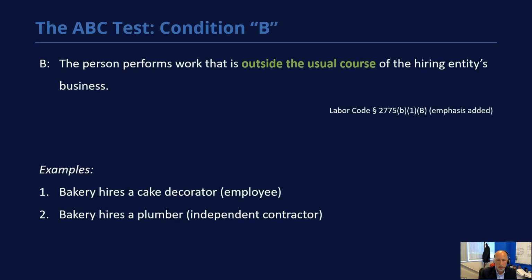So let's talk about condition B. Condition B requires the hiring entity to show that the worker performs work that is outside the usual course of the hiring entity's business. This is straightforward and essentially means that if you are hiring someone to assist you in your primary business activity, it's unlikely they can be considered an independent contractor. These workers would ordinarily be viewed by others as employees of the company. This is, I think, of the three in the ABC test, the toughest to escape for some industries.